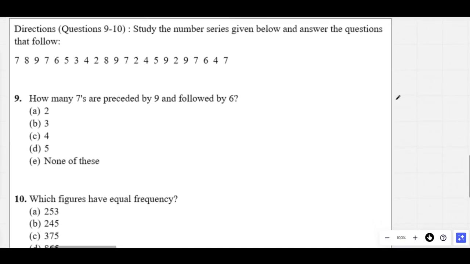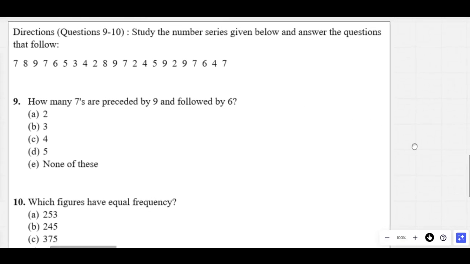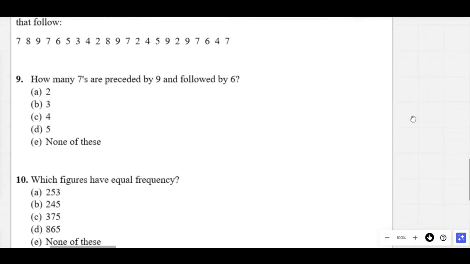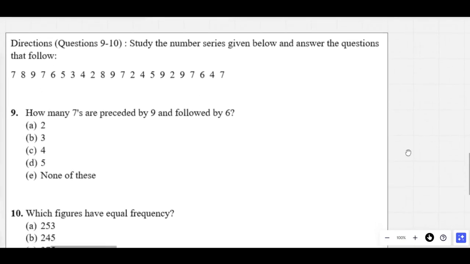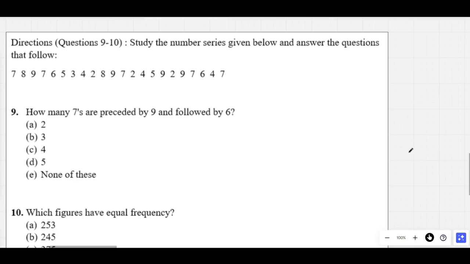Now we have a group of questions, two groups of questions based on a single number series. This can also happen, right? Let's solve first the ninth one. How many 7s are preceded by 9 and followed by 6? Now this is an easier one. What are we supposed to find? 7s preceded by 9, so there should be a 9 before, and followed by 6. All we have to find is 976 in this number series.